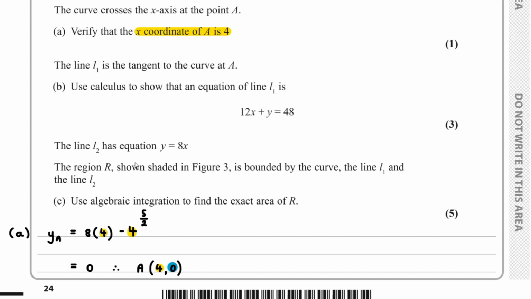The line L2 has equation y equals 8x. The region R, shown shaded in figure 3, is bounded by the curve, the line L1 and the line L2. Part C, use algebraic integration to find the exact area of R.